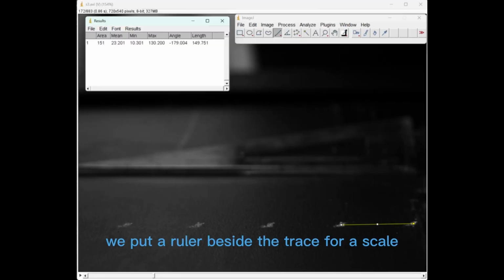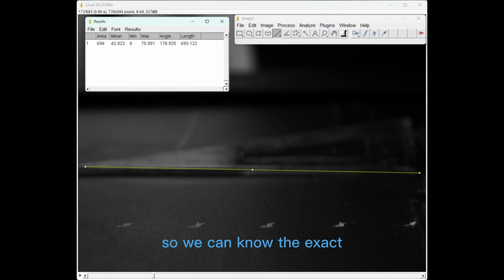In order to explore the rules of this, we made an experiment under a high-speed camera and analyzed the result with imagery. We put a ruler beside the trace for scale so we can know the exact interval between two points.